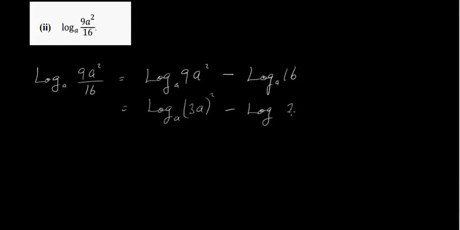Now I'm going to change that to 2 to the power of 4. 2 to the power of 4 is just another way of writing 16. So, okay, that's fine. Now I'm going to take the squared now and bring it down here. So that will give me 2 log 3a to the base a minus, and I'll bring this 4 down as well, 4 log 2 to the base a.